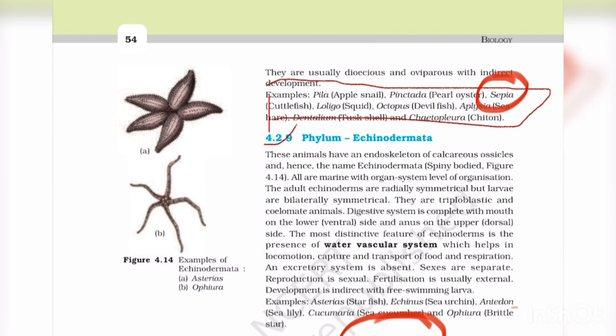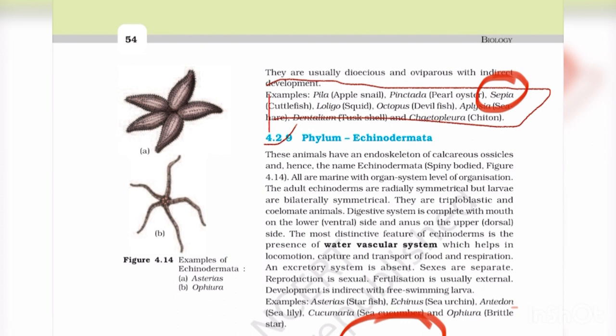4.2.9 Phylum Echinodermata. These animals have an endoskeleton of calcareous ossicles and, hence, the name Echinodermata, spiny bodied. Figure 4.14. All are marine with organ system level of organization. The adult echinoderms are radially symmetrical but larvae are bilaterally symmetrical. They are triploblastic and coelomate animals. Digestive system is complete with mouth on the lower, ventral, side and anus on the upper, dorsal, side. The most distinctive feature of echinoderms is the presence of water vascular system which helps in locomotion, capture and transport of food and respiration. An excretory system is absent.